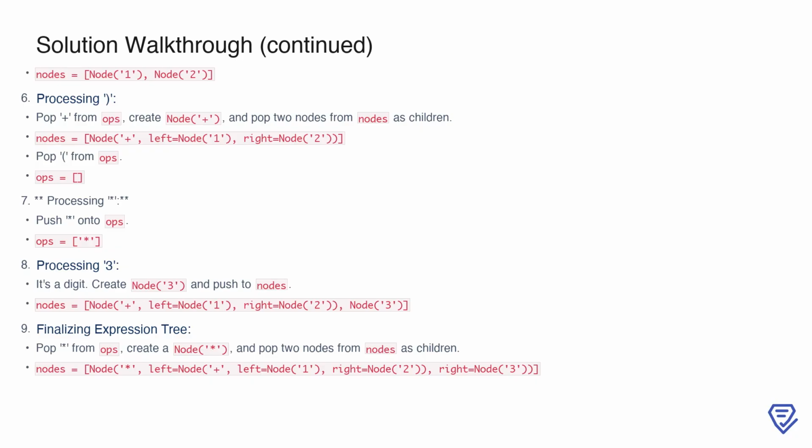Next, we process the asterisk operator and push it onto the ops stack. Finally, we handle the digit 3. We create a node 3 and push it onto the node stack, preparing to finalize the full expression tree.